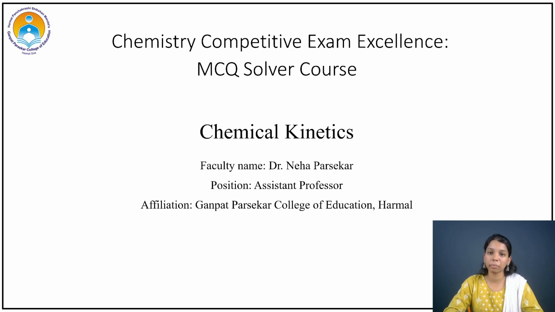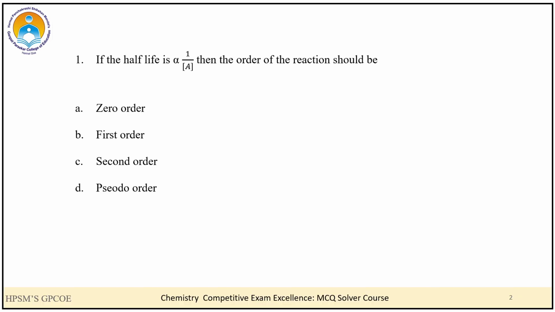This module will be based on solving problems in chemical kinetics. We will begin with the first question. If the half-life is directly proportional to 1 upon A, that is concentration A, then the order of the reaction should be: 4 options. The first one, 0 order, first order, second order, pseudo order.